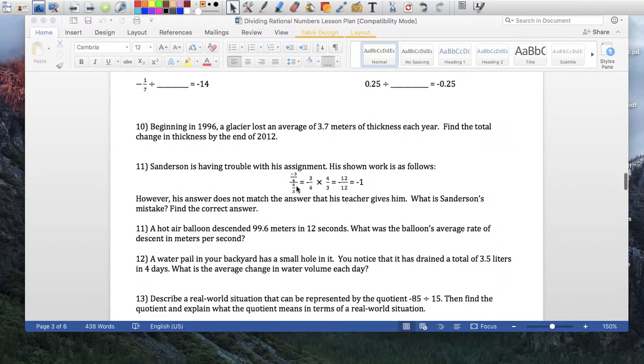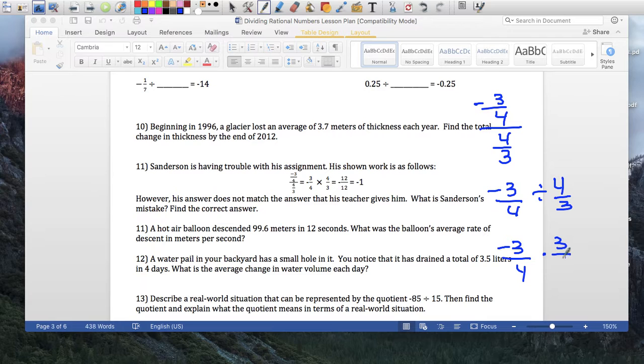So here, this one. What is his mistake? Let's find out what his mistake is. So he has negative 3/4, and he was going to divide that by 4/3, right? So first thing he should have done was write it like this to make it less confusing. And then I'm going to change this division problem to multiplication. I'm going to change that to reciprocal, which is 3/4. And we can already tell at this stage what his mistake was. When he changed it to multiplication, he didn't use the reciprocal. He kept it at 4/3 when he should have used 3/4. Okay.